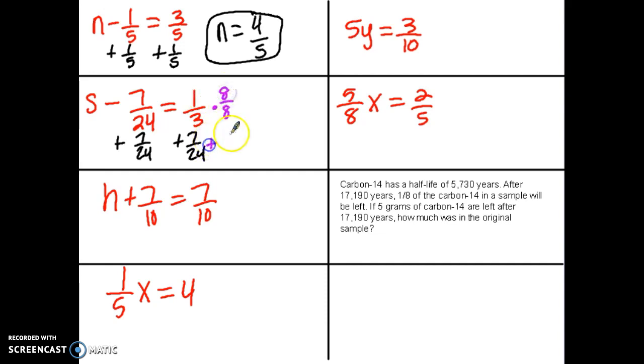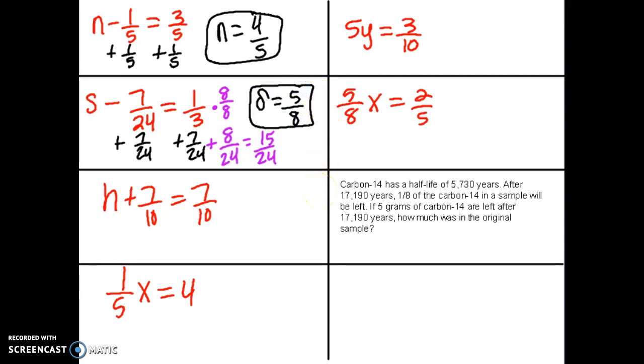1 times 8 is 8. 3 times 8 is 24. So now I add 7 plus 8 is 15 over 24. If I can simplify it, I need to simplify it. I know that 3 will go into 15 and 24. 15 divided by 3 is 5, and 24 divided by 3 is 8. So s equals 5 over 8.